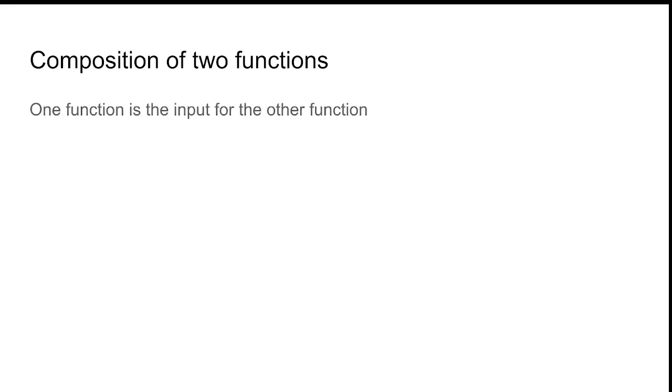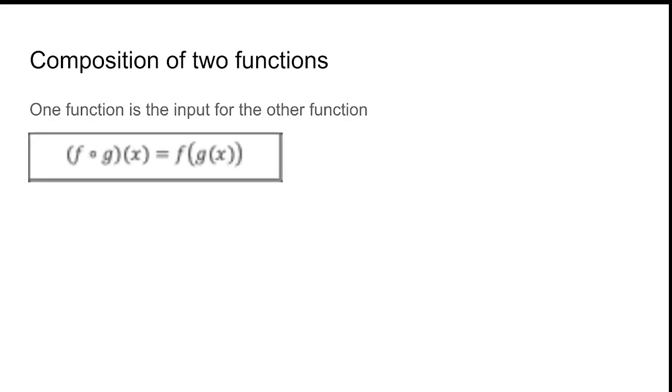So one function is the input of the other function. So we write it as f composite g. This little symbol here means composite. Some people will read that as "fog," F-O-G, but it's not really an O. It's a composite sign.